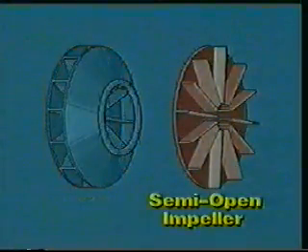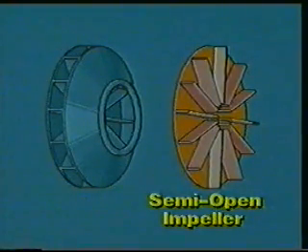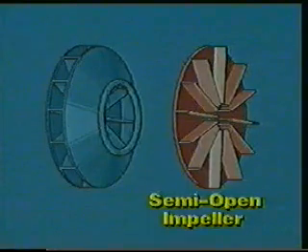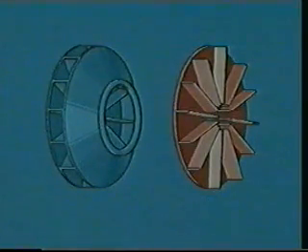In the semi-open impeller, a shroud completely covers and forms a solid backing for one side of the blades. Semi-open impellers are used for large gas flows and are generally used only on single-stage compressors.